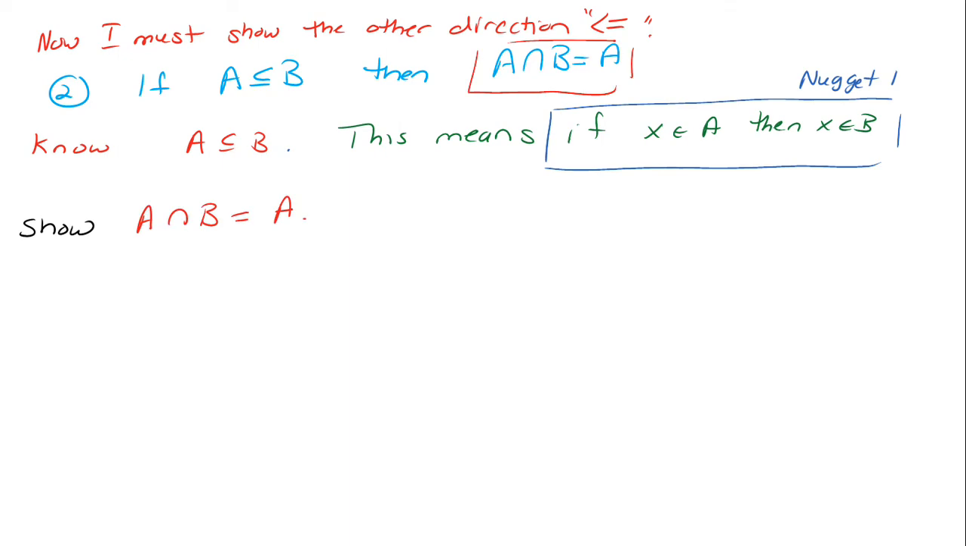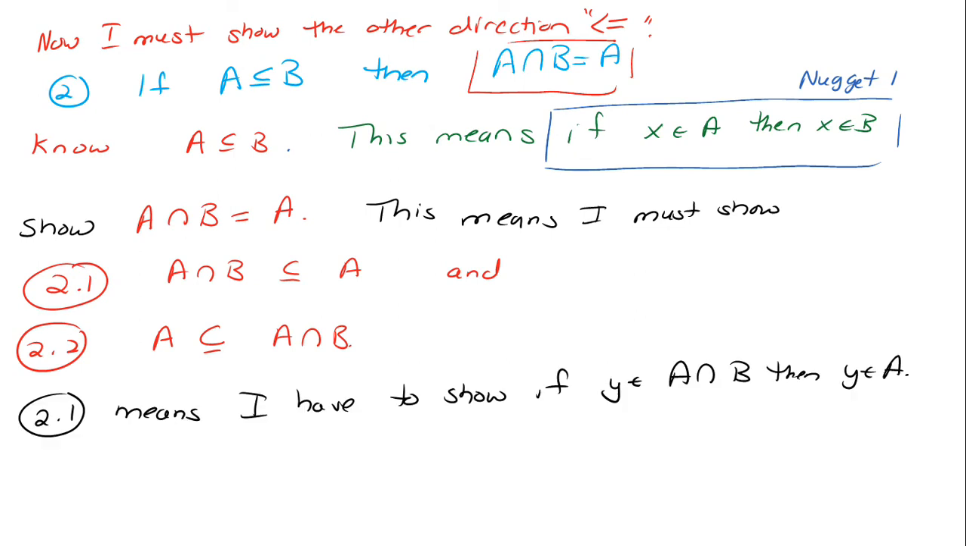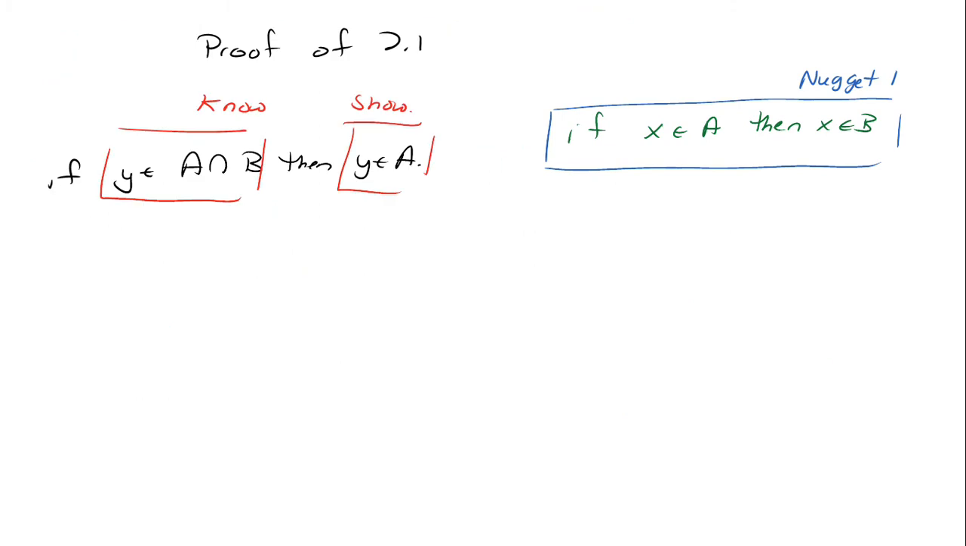What I have to show is that A intersect B is equal to A. That means I have two things I must show. I have to first show A intersect B is contained in A, and second, A is contained in A intersect B. 2.1 means I have to show that if Y belongs to A intersect B, then Y belongs to A. And I'm using a different symbol than X because I've abused X enough. Now I have some more know and shows, so I can pull out the know, and that's what I have to show. So let me start with just 2.1, and we'll deal with 2.2 later.